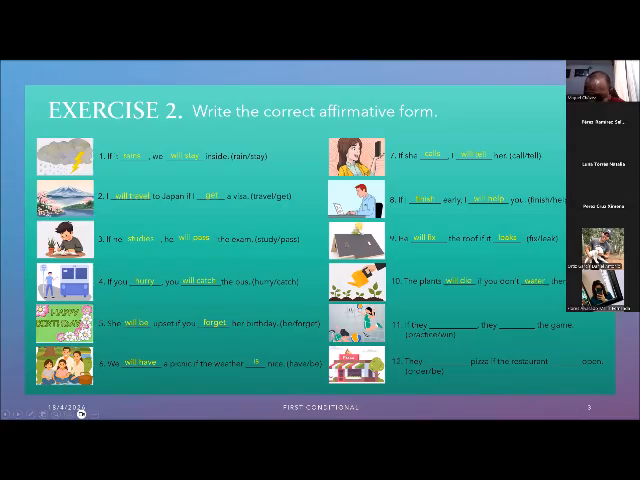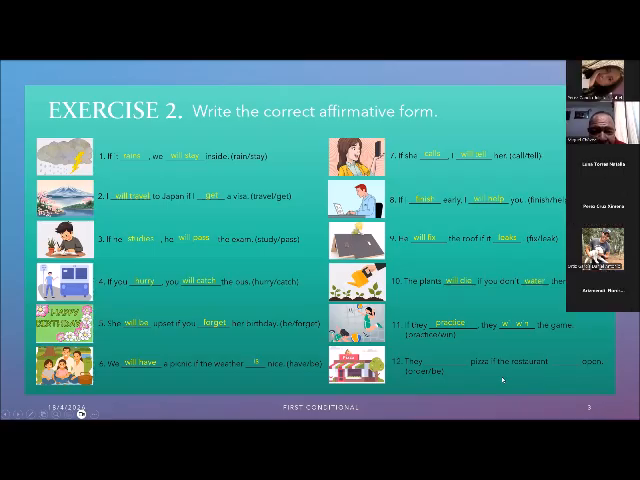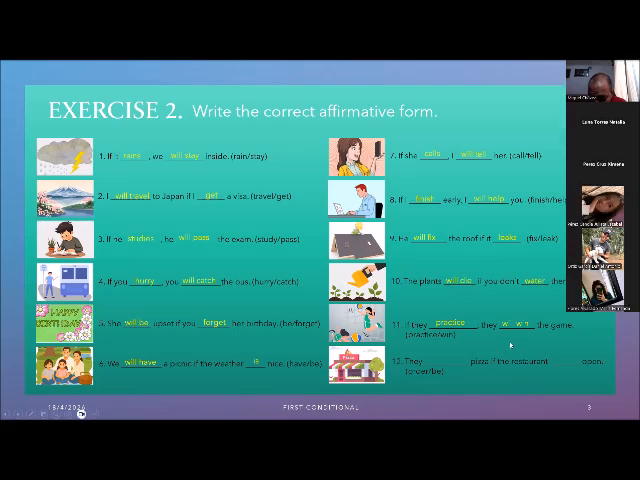Number 11, practice and win. Please, Julieta. If they practice, they will win the game. Exactly. Thank you for your correct answer. Number 12, please. Yes, Julieta. They will order pizza if the restaurant is open. Exactly. Thanks a lot again for your participation.